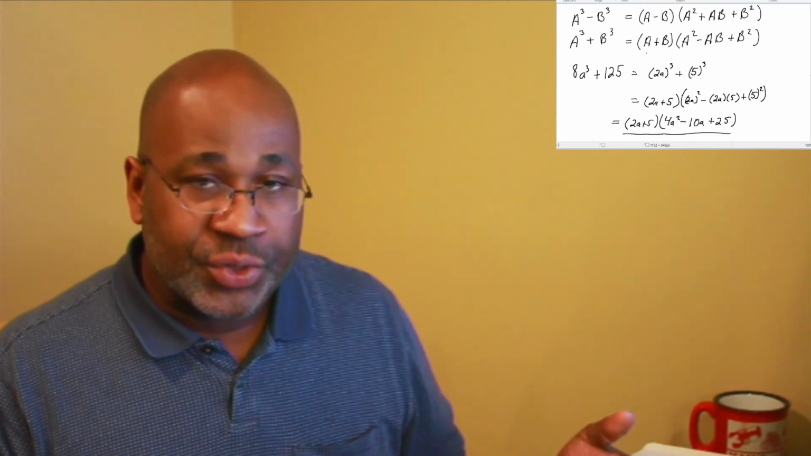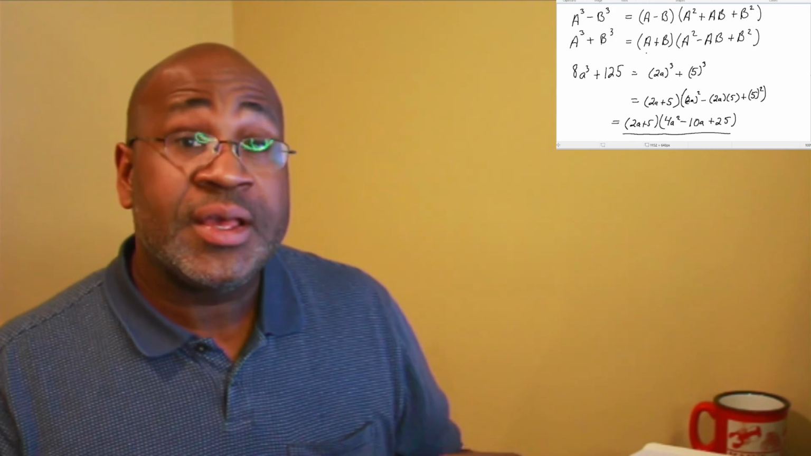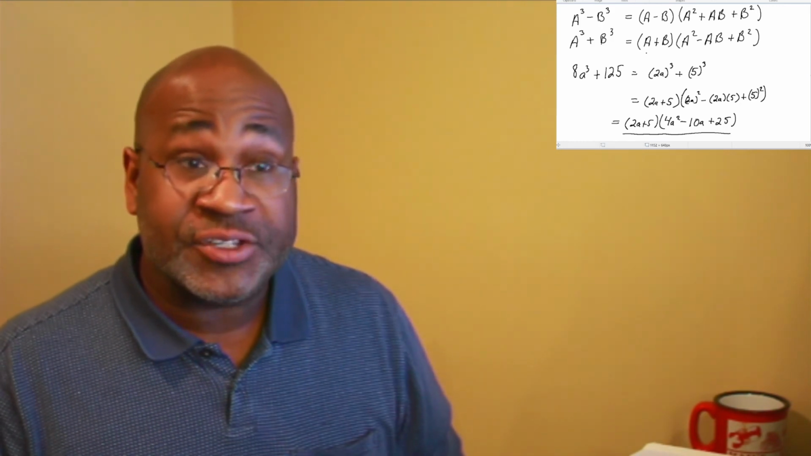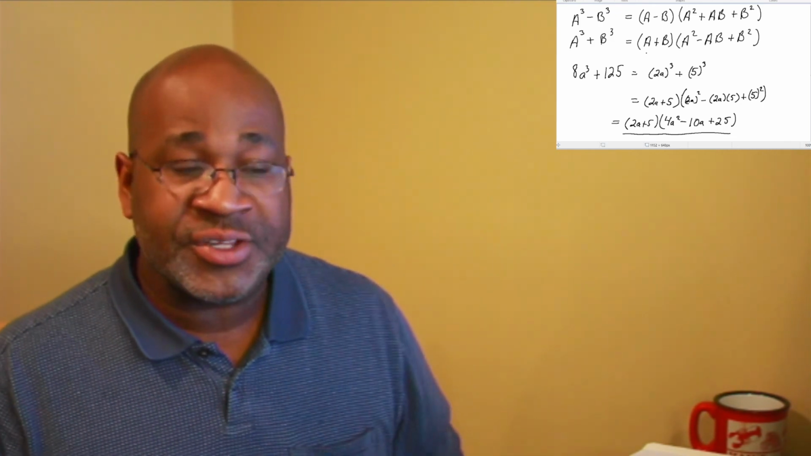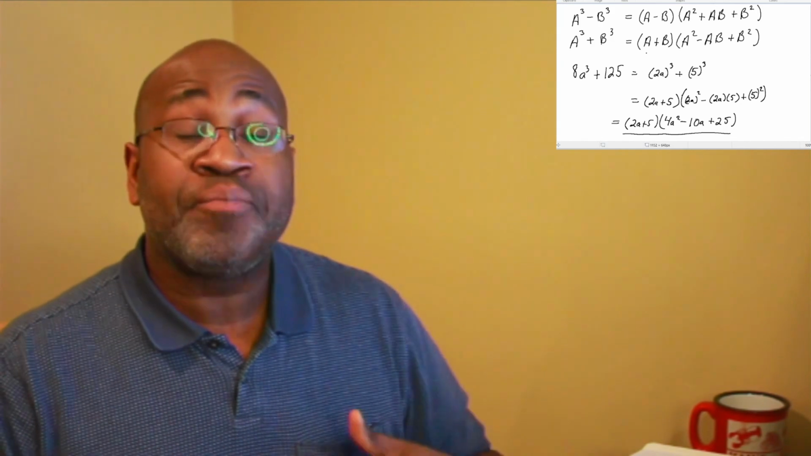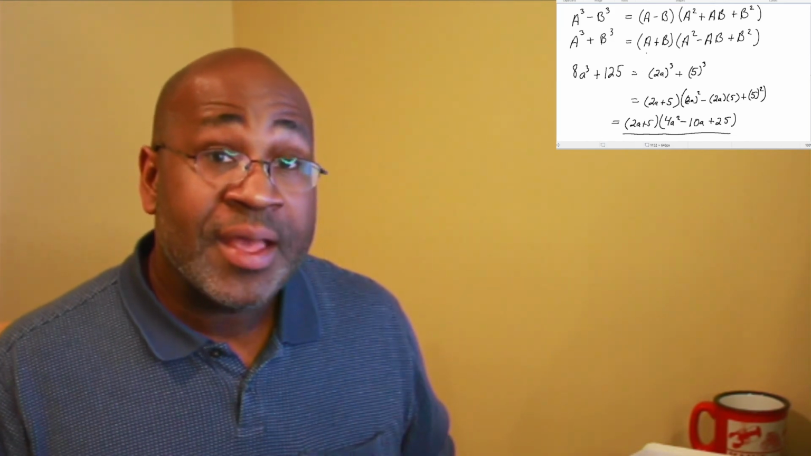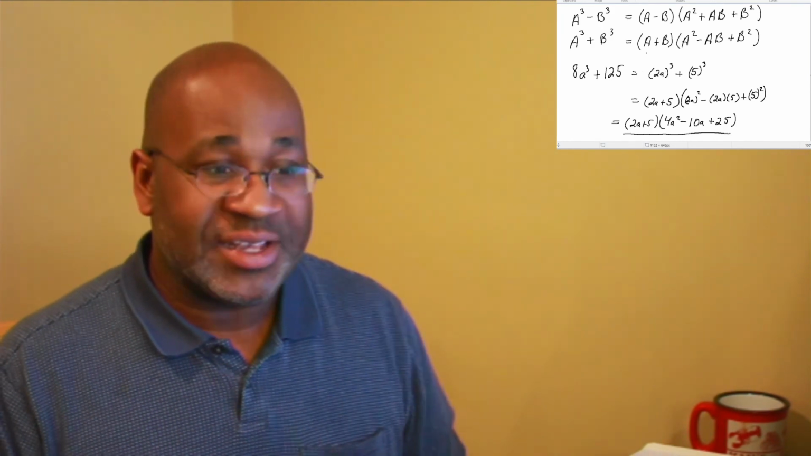So if you're applying the difference of two cubes, make sure that both of your terms are perfect cubes. Make sure that you are looking at a difference. If it's the sum of two cubes, same thing. Both terms need to be perfect cubes. If it's the difference of two squares, make sure that both of the terms are perfect squares. And if it's the sum of two squares, you do nothing because the sum of two squares is not factorable.